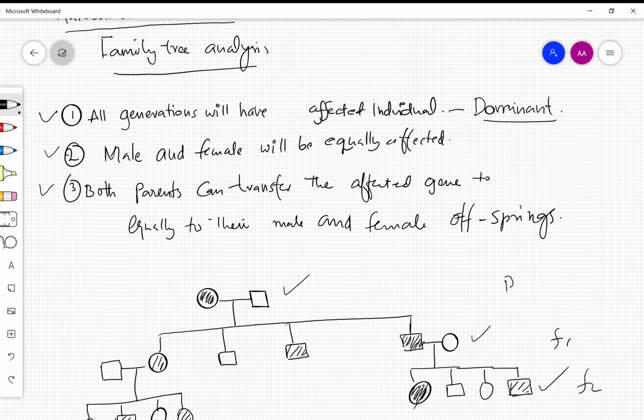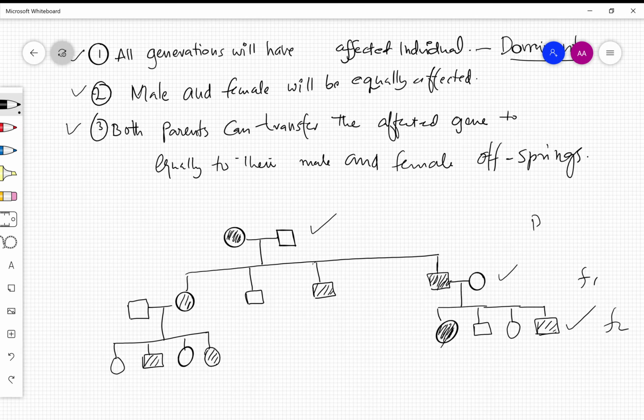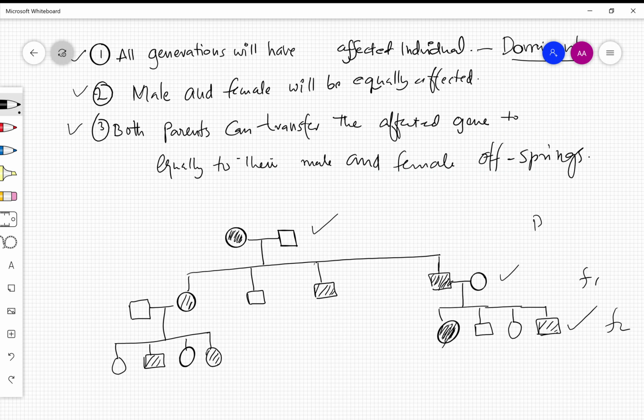Now this is not sufficient to say that this is autosomal, because this may be an X-linked dominance. So the other two features will actually be the differentiating factors, and that is number one, male and female will be equally affected. But the third feature of autosomal dominant inheritance is actually what differentiates it from an X-linked dominant inheritance.